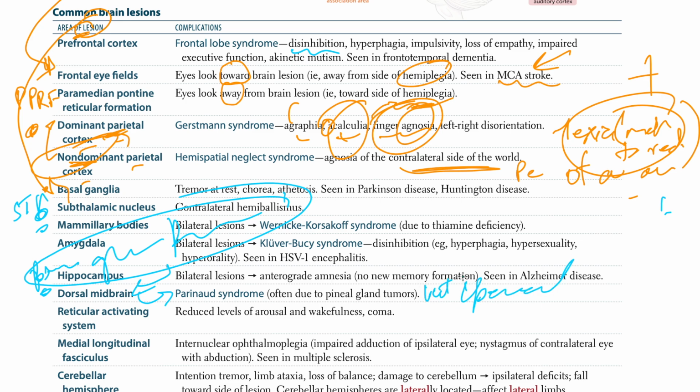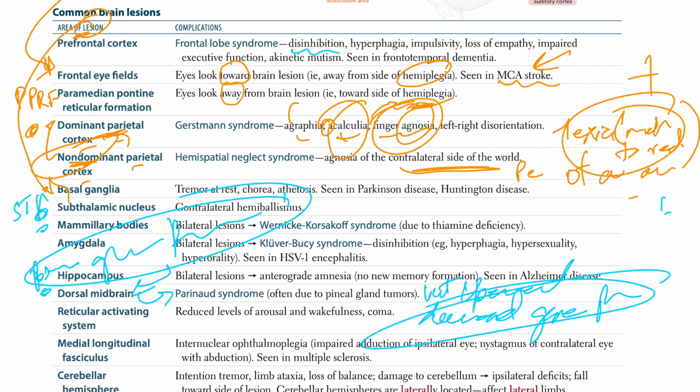So limit on the upward and downward gaze preference. And we will talk about Parinaud syndrome for sure. Then we have this reticular activating system. If there is a lesion, then there are reduced levels of arousal and wakefulness. So very important. If you have a lesion in this area, which is your reticular activating system, it will lead to reduced arousal, leading to coma.